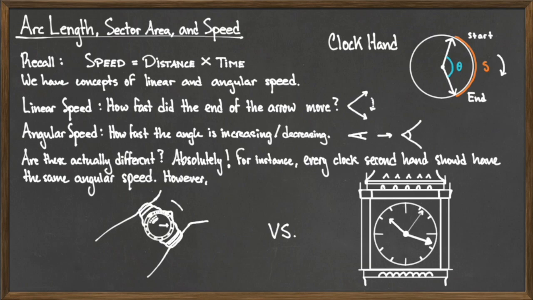So that's why we have this difference between angular speed and linear speed. Angular speed, again, is how fast the clock hand is ticking in a circle, and the linear speed is how fast the end of the arrow is actually going.